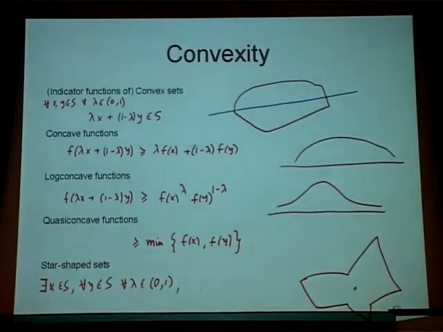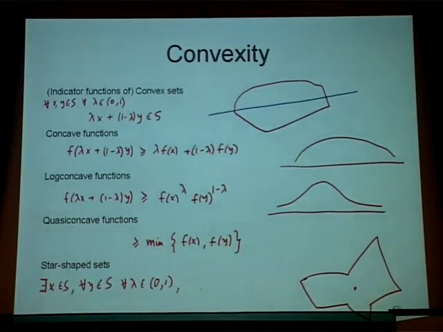So convexity. Here are various levels of convexity. By a set being convex, we just mean, of course, that if 2 points are in the set, then the line joining them is in the set. So the indicator function of the set is convex along every line. Now let's move to functional generalizations. So that was a 0, 1 function. 1 in the set, 0 outside the set.